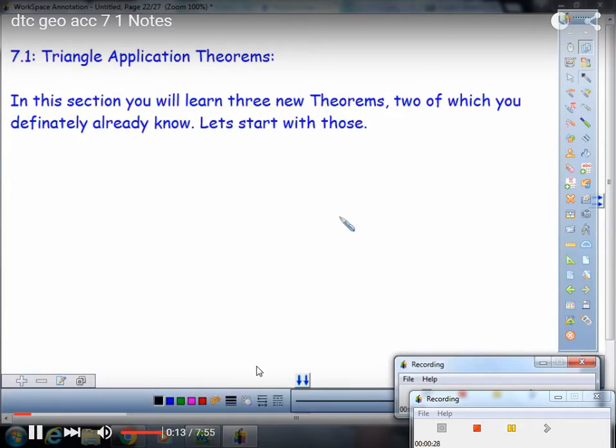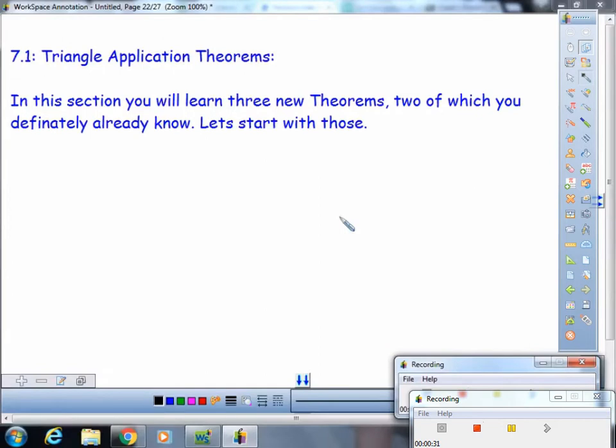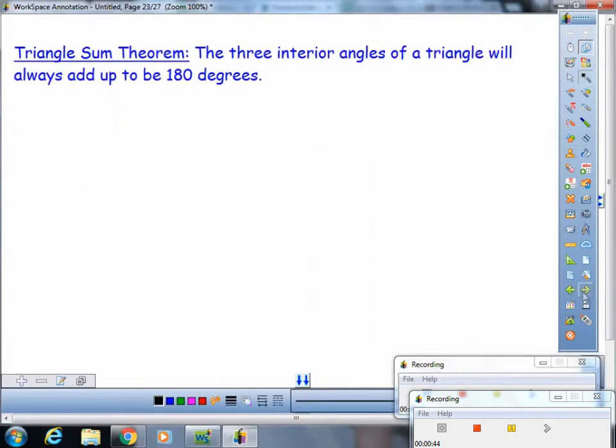Alright, so this is 7-1, triangle application theorems. Okay, you got 3 new theorems coming your way. 2 of them should feel like you've already learned them months, if not years ago. One of them will be probably brand new, involving some brand new vocabulary. So let's get going. The first theorem is called the triangle sum theorem, which you hopefully all know.